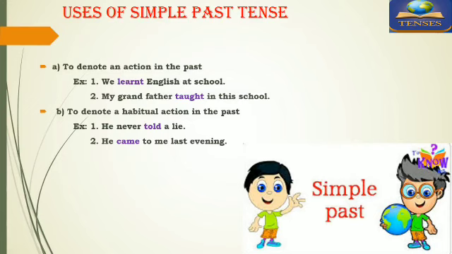Second one, to denote a habitual action in the past. He never told a lie. It shows a habitual action, meaning whatever may happen, whether he does perfect or not, he never says a lie. He came to meet me last evening.